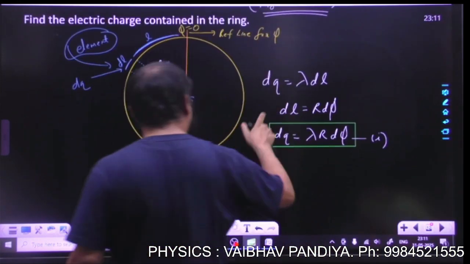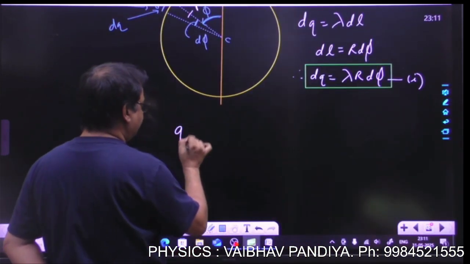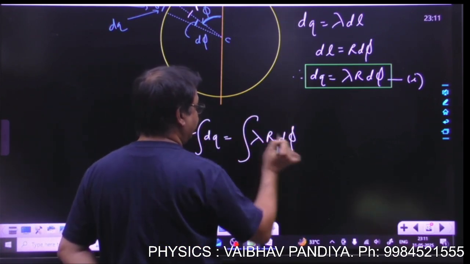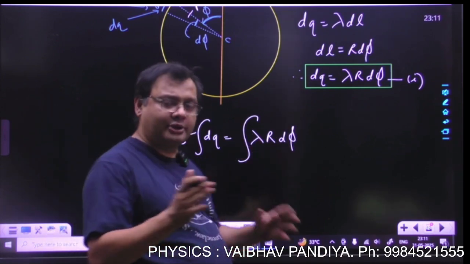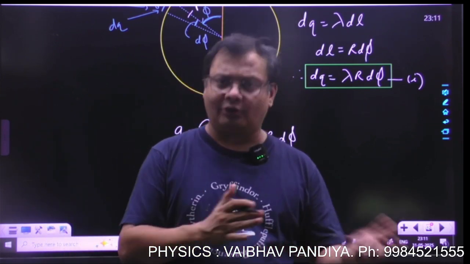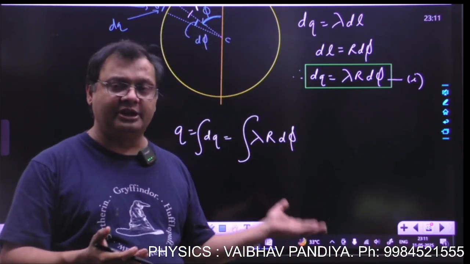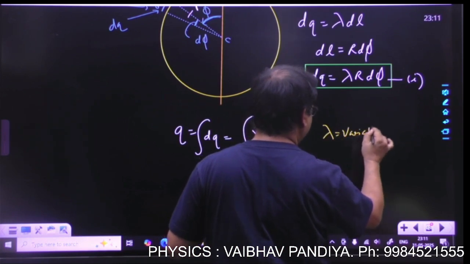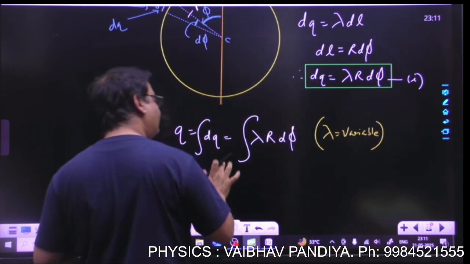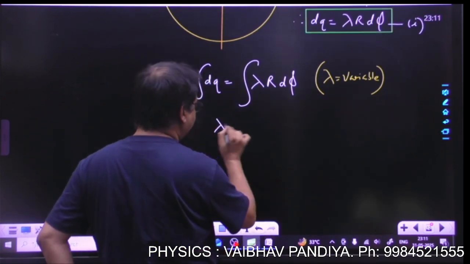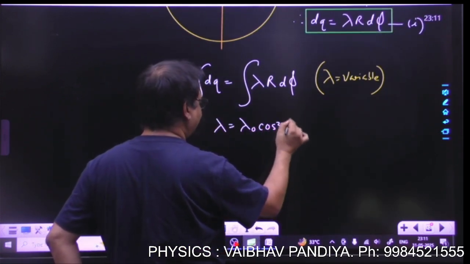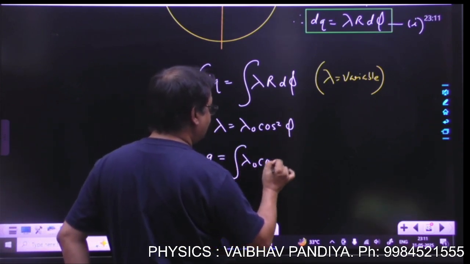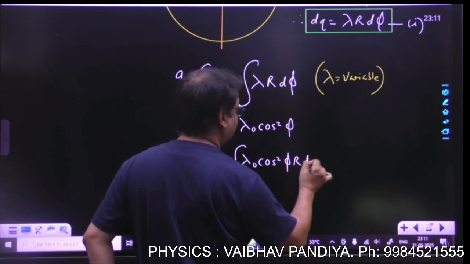Now the problem demands charge. So the total charge will be integral of dq. So it will be integral of lambda r d phi, correct? Now the question is whether lambda will come out of the integral or not. It depends, and in the present problem it won't come out of the integral, because lambda is variable, it is continuously changing, it is given as a function of the angle. So in our problem lambda is given as lambda naught cos square phi, correct? So therefore the charge will be integral of lambda naught cos square phi r d phi.